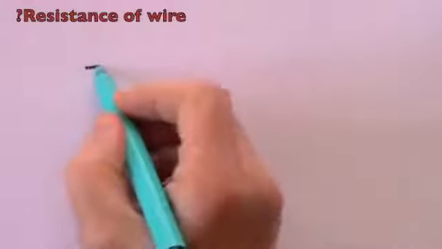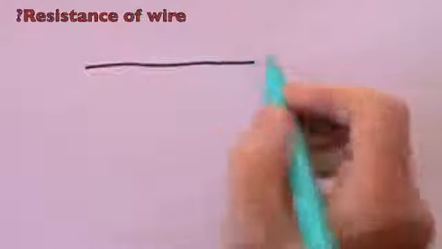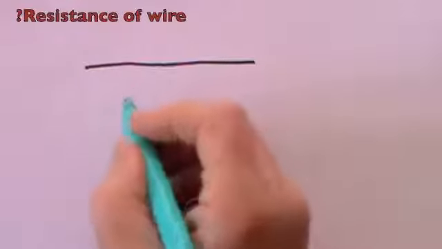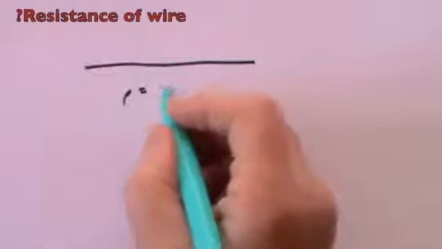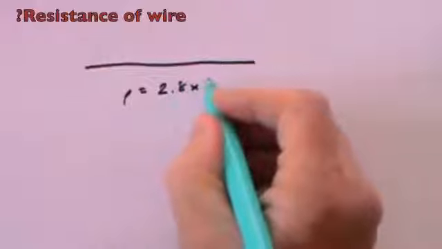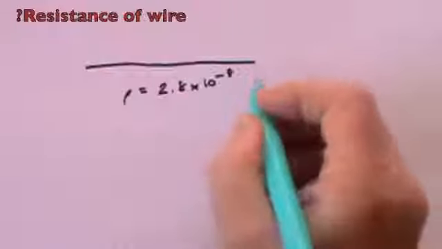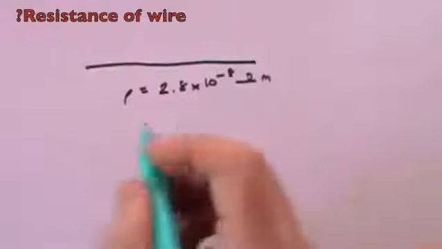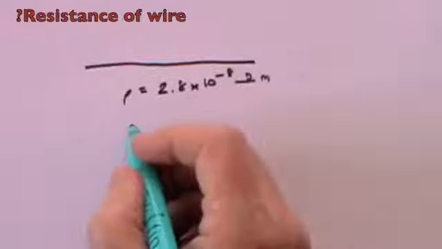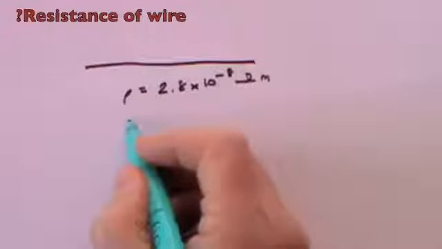Question 5. We're asked to calculate the resistance of a wire. And I can tell you that the resistivity of that wire is 2.8 times 10 to the minus 8 ohm metres. I can tell you that the wire itself is 4 metres long.